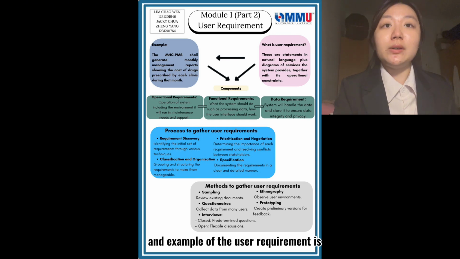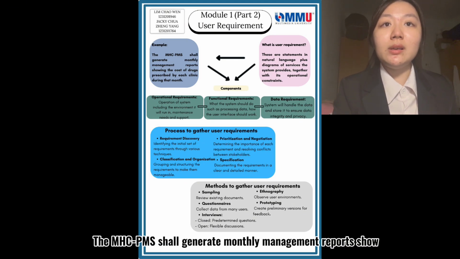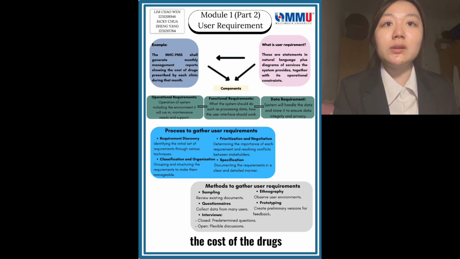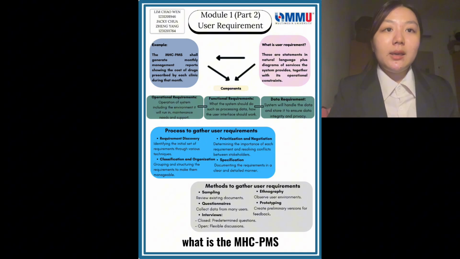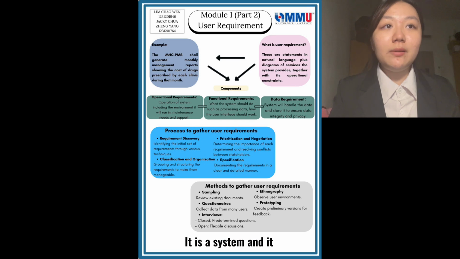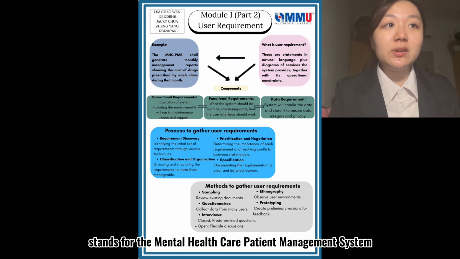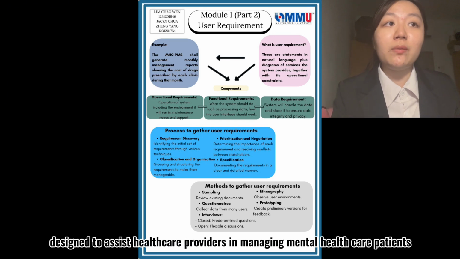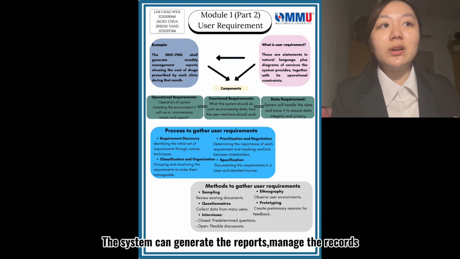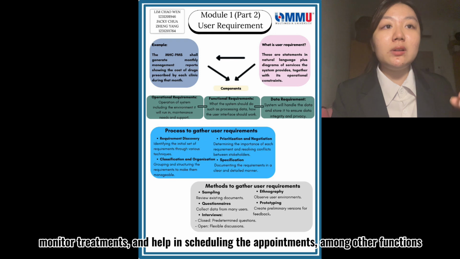An example of a user requirement is: the MHC-PMS shall generate monthly management reports showing the cost of the drugs prescribed by each clinic during that month. So what is the MHC-PMS? It is a system, and it stands for the Mental Health Care Patient Management System. It is a software system designed to assist healthcare providers in managing mental health care patients. The system can generate reports, manage records, monitor treatments, and help schedule appointments.